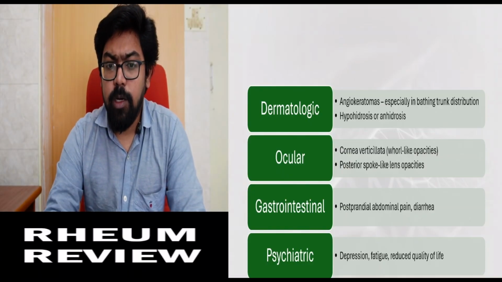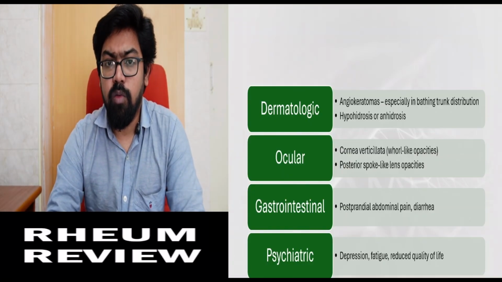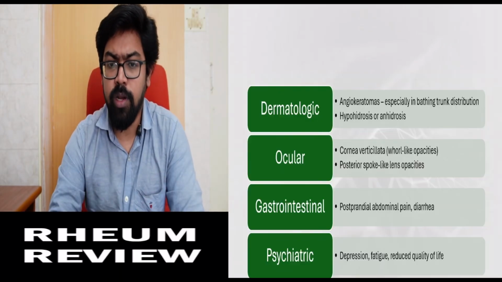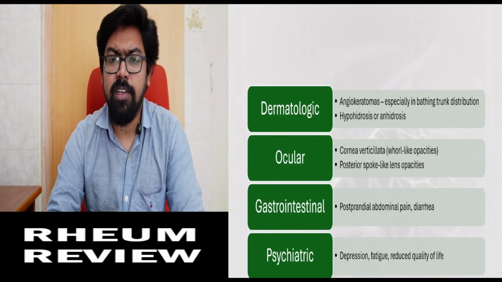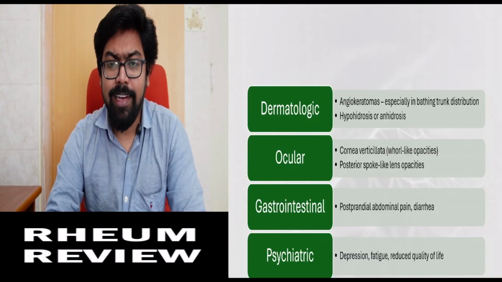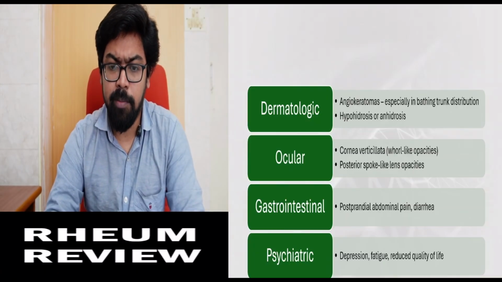Ocular manifestations include cornea verticillata, that is whorl-like opacities in the cornea, which usually will not affect vision. Posterior spoke-like lens opacity is also seen in Fabry's.